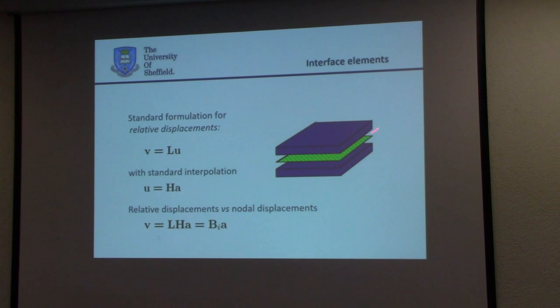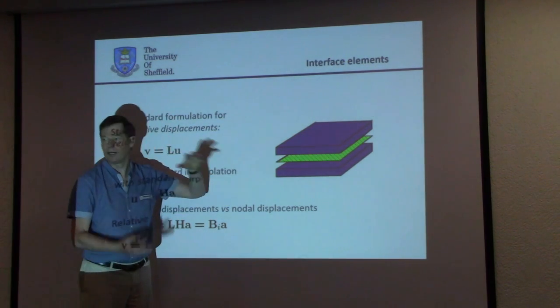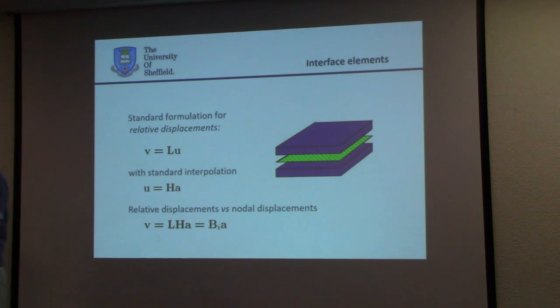Here you have a continuum element, the blue. Here you have another continuum element. And here, the green, is an interface, a zero thickness interface. I have plotted it so that this point and this point are separate, but in reality they coincide. So this point and this point are lying on each other.